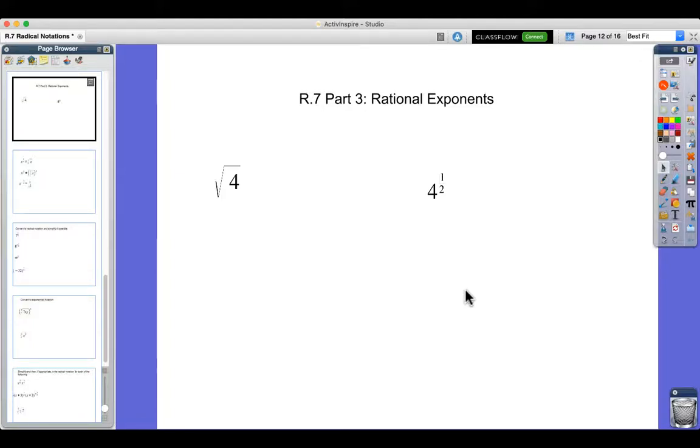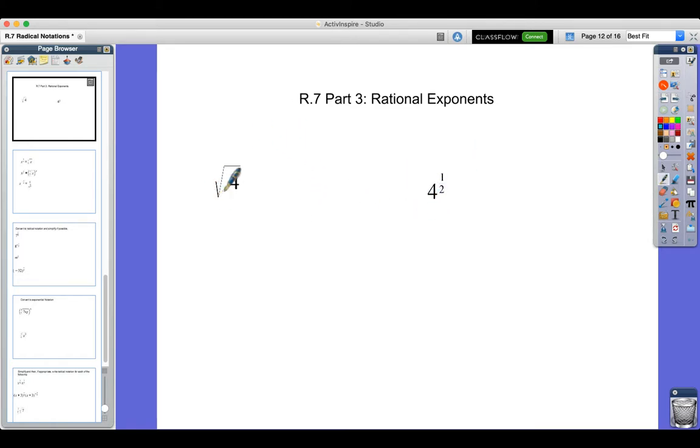We're looking at our last part of R.7 before our test. All right, so we're talking about rational exponents. So we know what exponents are. These low numbers usually above our base number here.